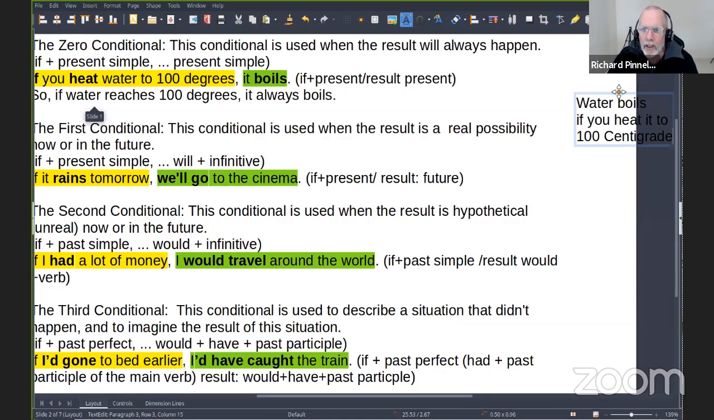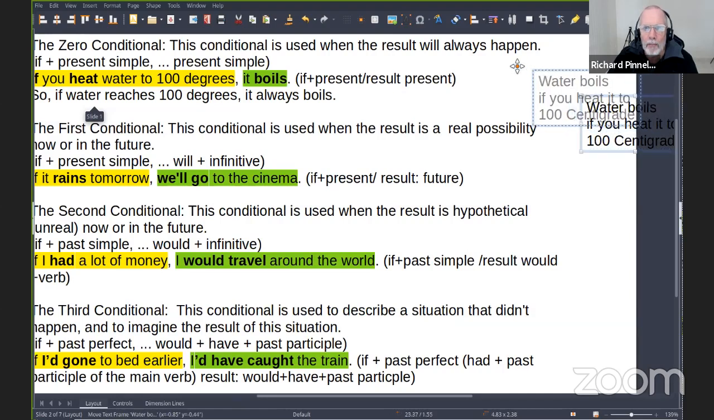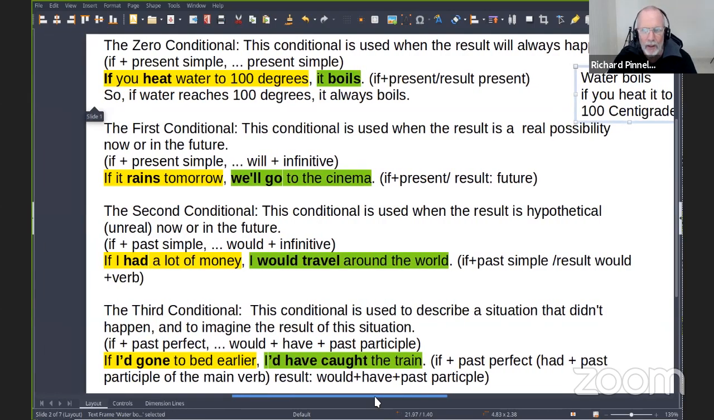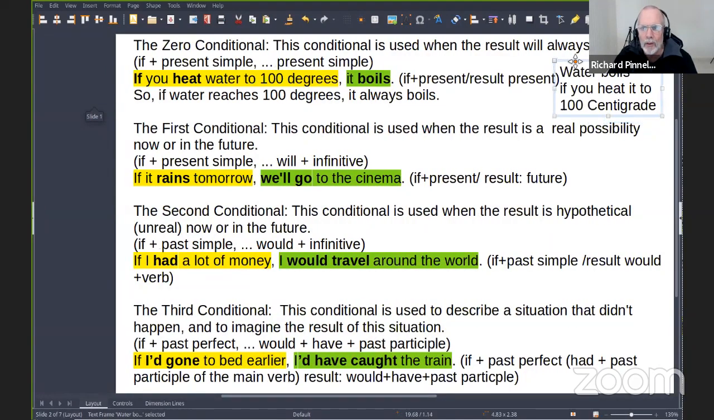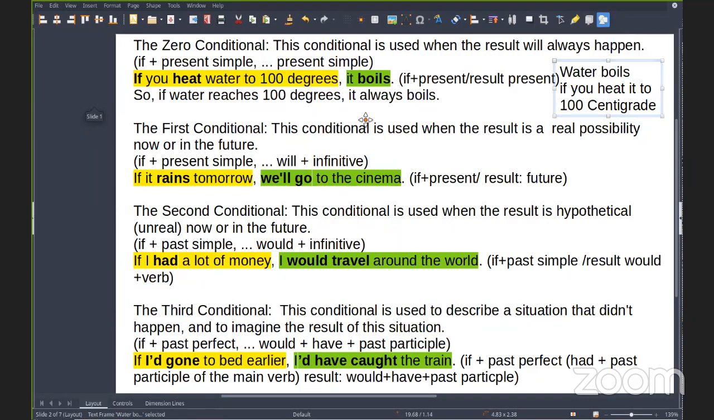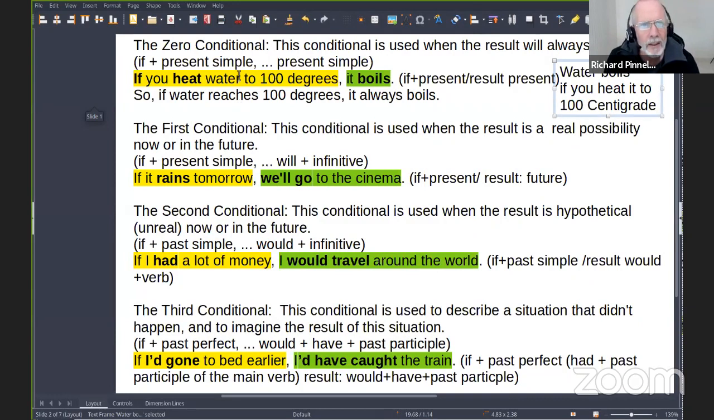So we can change it, it doesn't matter. We can put the green part first. In all the examples, we can put the green part, which is the result, first, and the yellow part second. Here I have the yellow part, the if part, first, but you can change the order. This is an example of the zero conditional. Zero conditional, present tense in both clauses, used for facts, scientific facts.